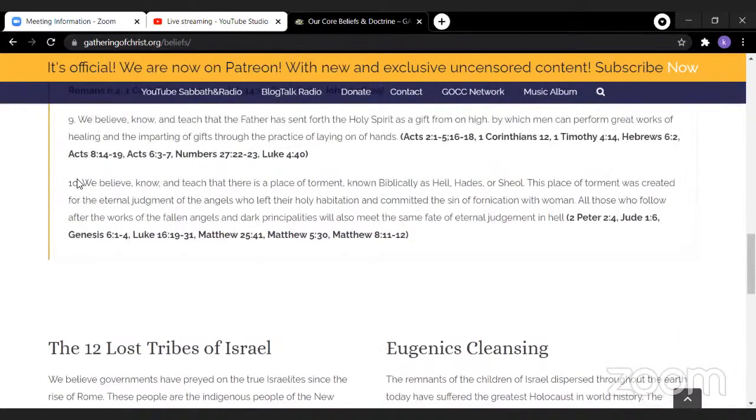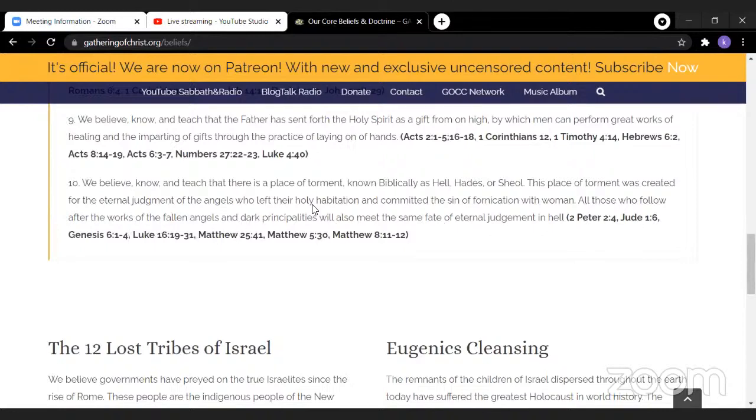We believe, know, and teach that there is a place of torment, known biblically as hell, Hades, or Sheol. The place of the torment was created for the eternal judgment of the angels who left their holy habitation and committed the sin of fornication with women. All those who follow after the works of the fallen angels and dark principalities will also meet the same fate of eternal judgment in hell. So all but one of these verses are coming from the New Testament.